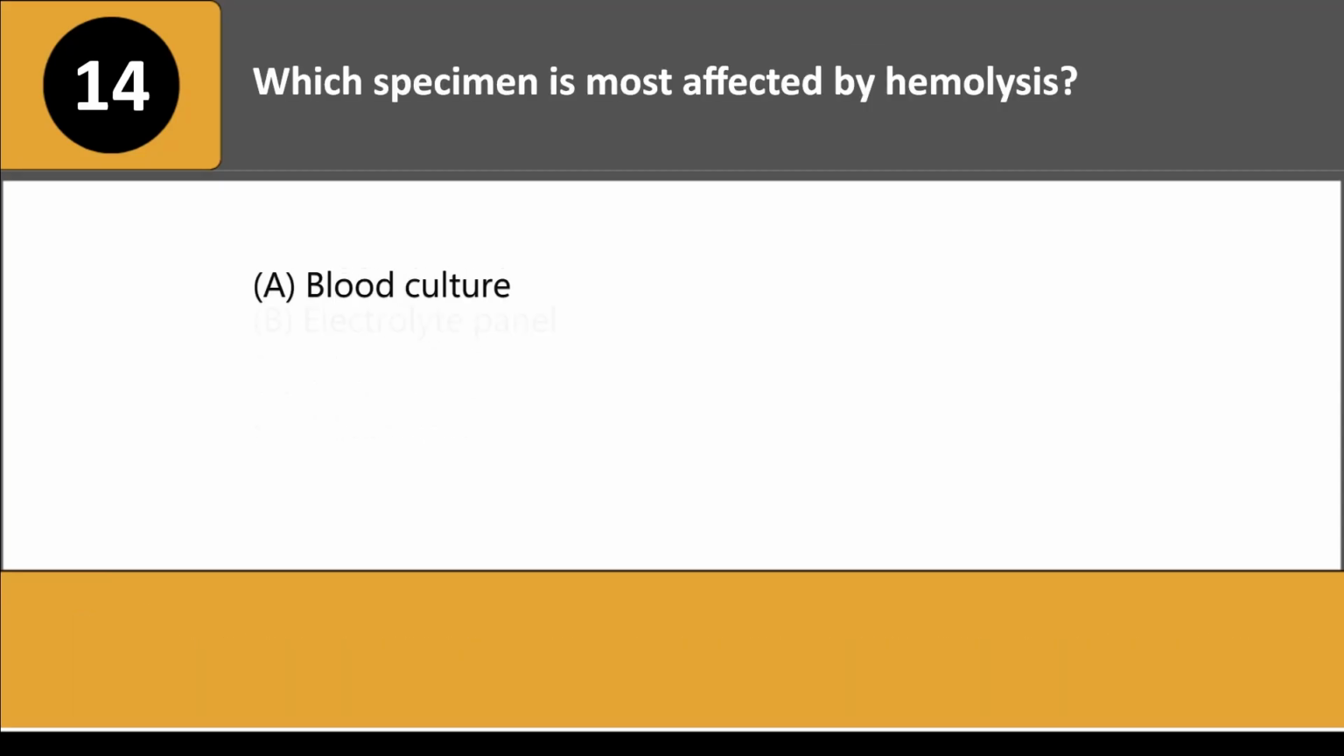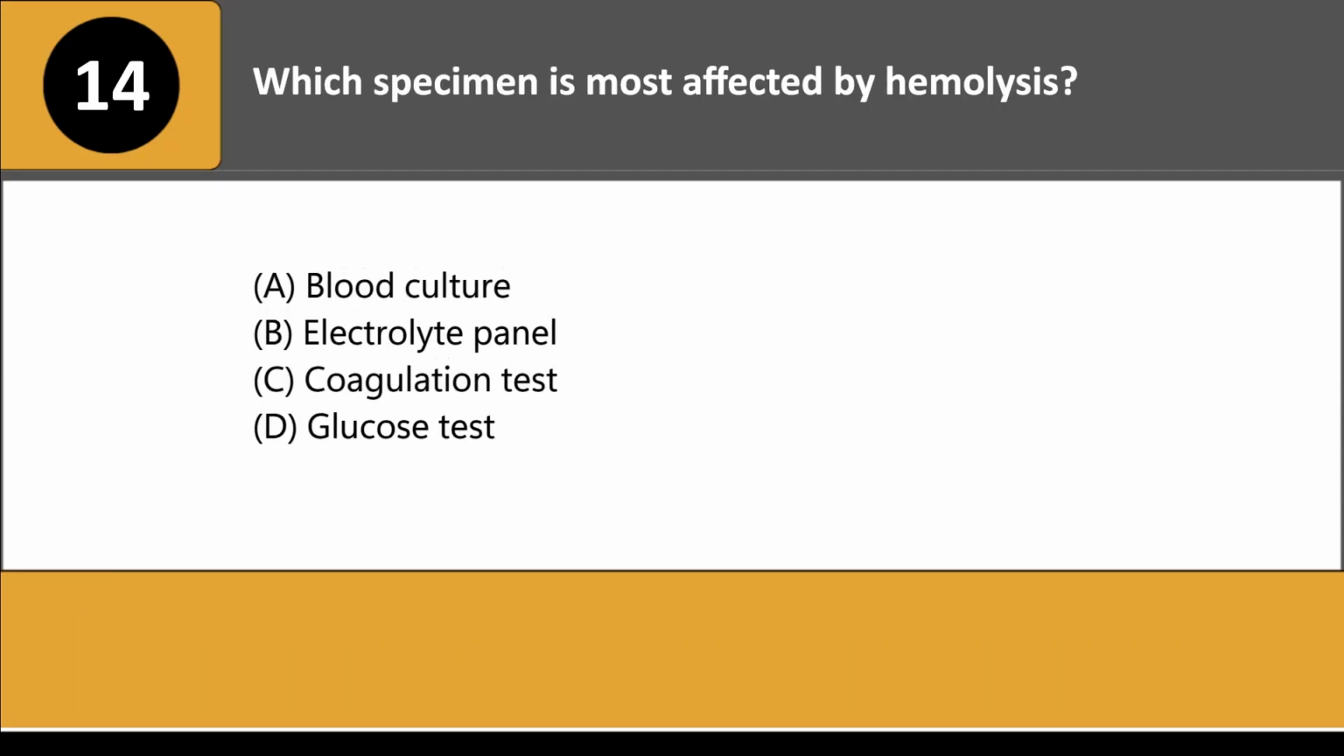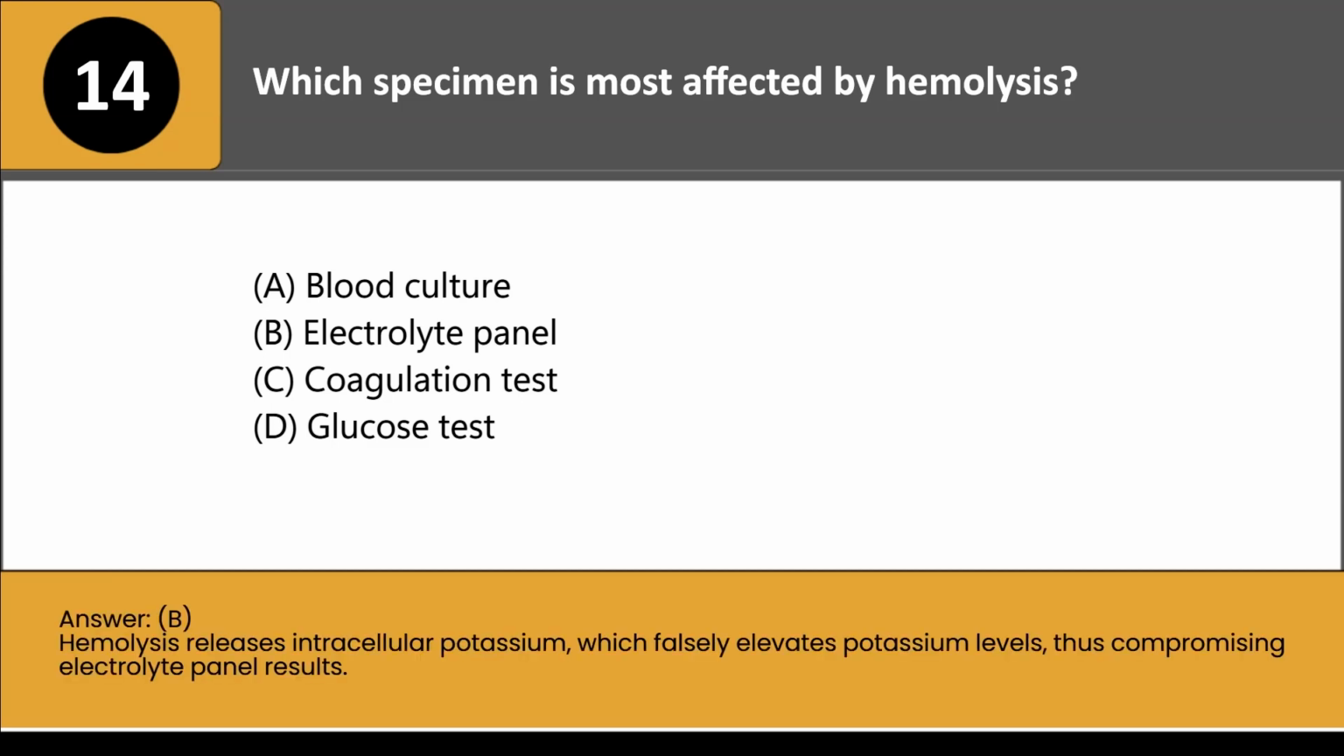Which specimen is most affected by hemolysis? A. Blood culture. B. Electrolyte panel. C. Coagulation test. D. Glucose test. Answer B. Hemolysis releases intracellular potassium, which falsely elevates potassium levels, thus compromising electrolyte panel results.